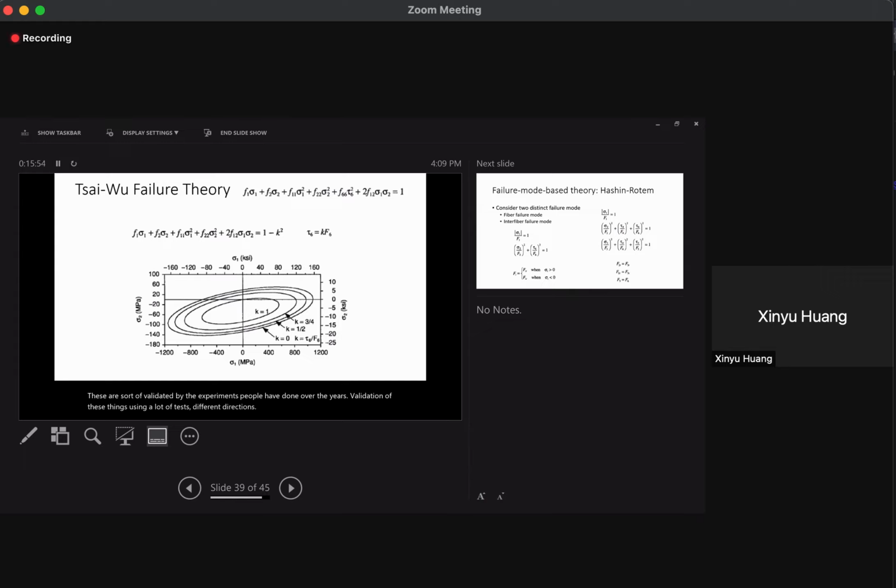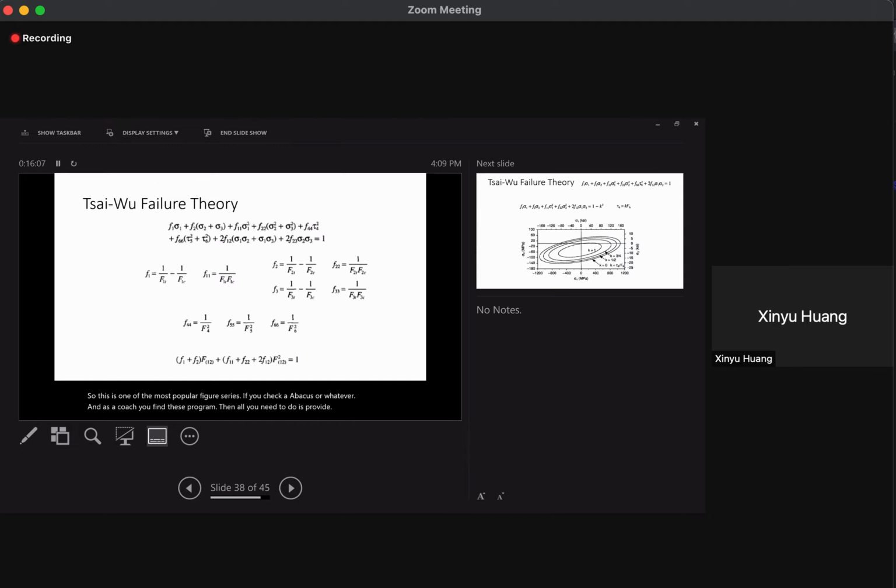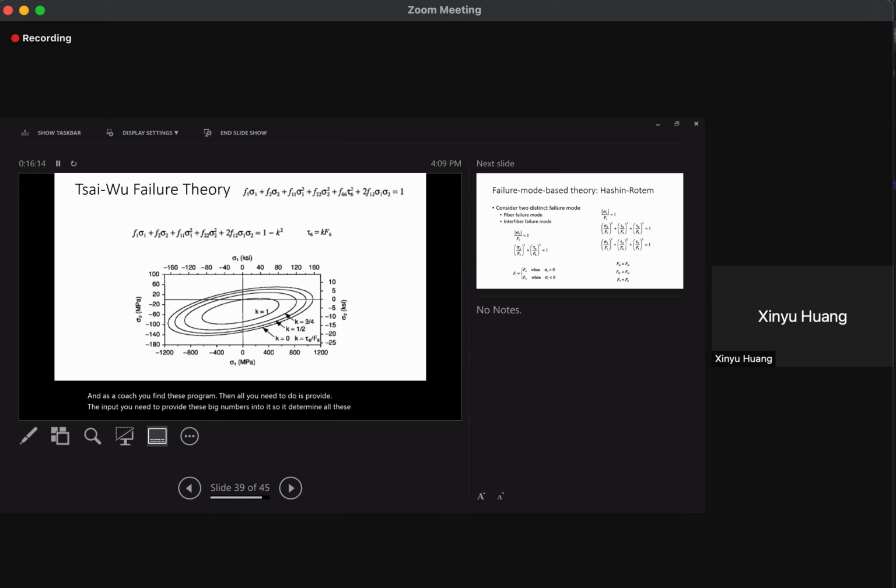So this is one of the most popular failure theories. If you check Abaqus or whatever analysis code, you find these programmed in. All you need to do is provide the input. You need to provide these big F numbers into it. So you determine all these coefficients. Okay. Any questions?